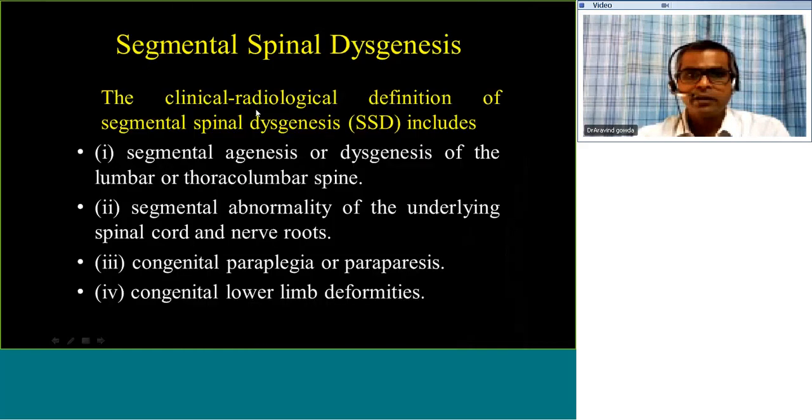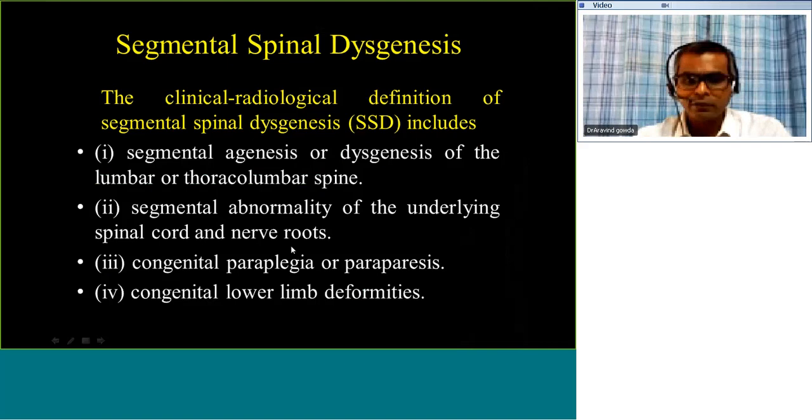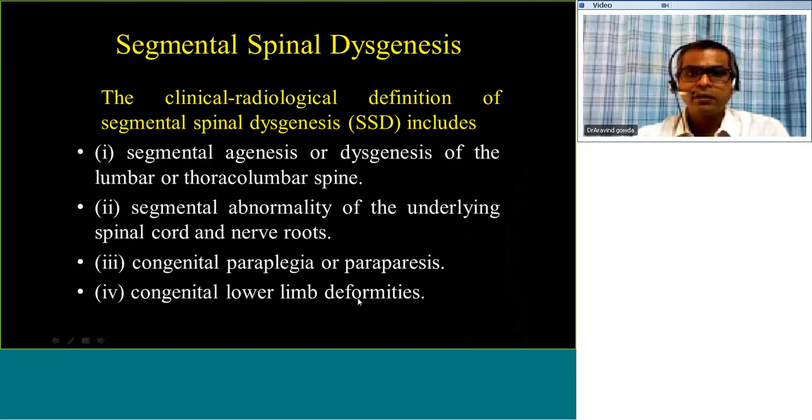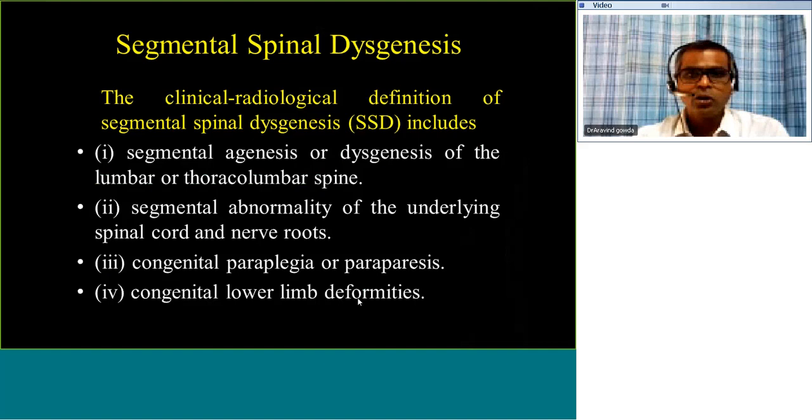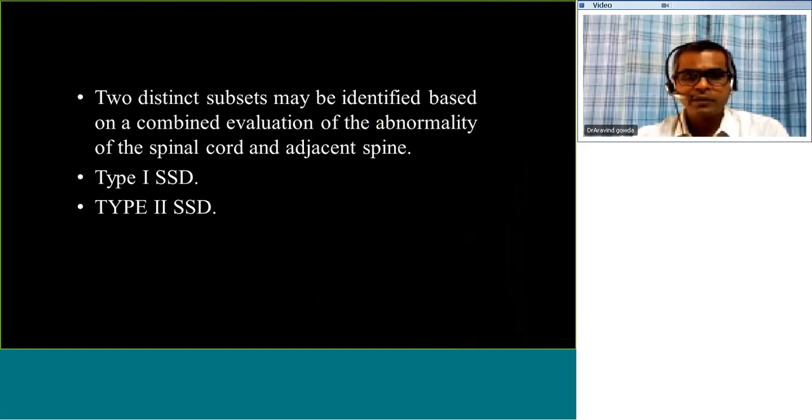Coming to segmental spinal dysgenesis, the definition includes segmental agenesis or dysgenesis of the lumbar or thoracolumbar spine, segmental abnormality of the underlying spinal cord and the nerve roots, congenital paraplegia or paraparesis, and congenital lower limb deformities. These are the various abnormalities that are included under the definition of segmental spinal dysgenesis. There are two distinct types: type 1 and type 2.